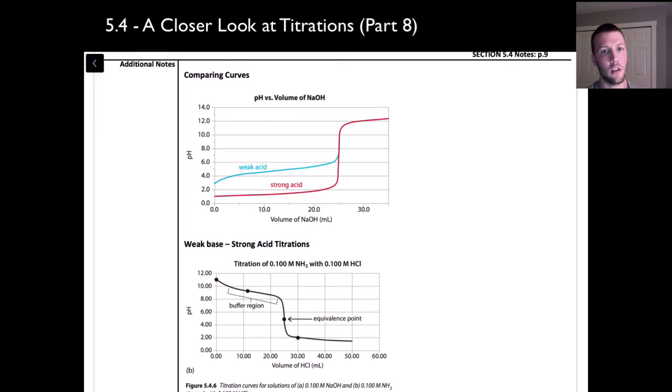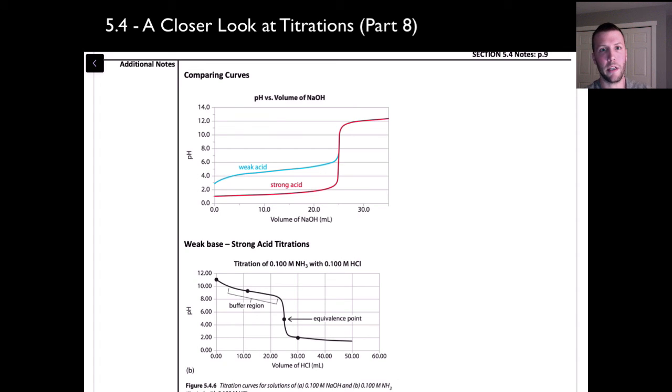And so the implication of this here is when we're choosing an indicator for an endpoint, we want to make sure that we are using the appropriate indicator depending on the situation. So for a strong acid, strong base titration, we can use a greater range of indicators as that drastic rise in pH happens over a greater pH range. For a weak acid, strong base titration, that drastic rise happens over a smaller pH range, so we should be using an indicator that has a pKa somewhere within that steep rise.